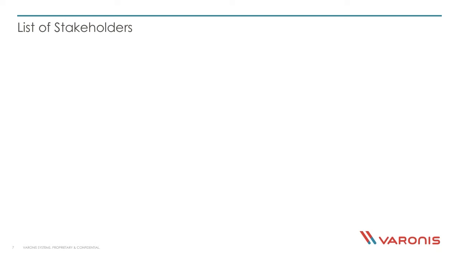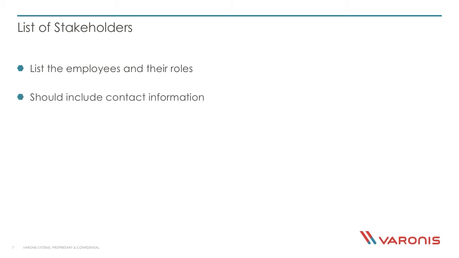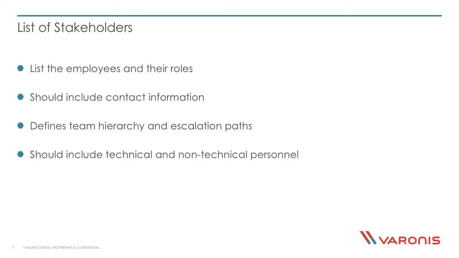The company hierarchy chart contains only the roles and the relations. However, during an incident, we need to know who the people are that we need to contact. So we have the list of stakeholders exactly for this reason. It is a list of the employees and their roles in the company. This list should also contain contact information, such as email, phone number, and so on. And this list can be interesting to define the team hierarchy and also escalation plans. Also, this list should include not only technical people, but also non-technical staff. For example, if during an incident you find out that an employee is selling data to another company, you may need to contact the HR manager to talk about the case.